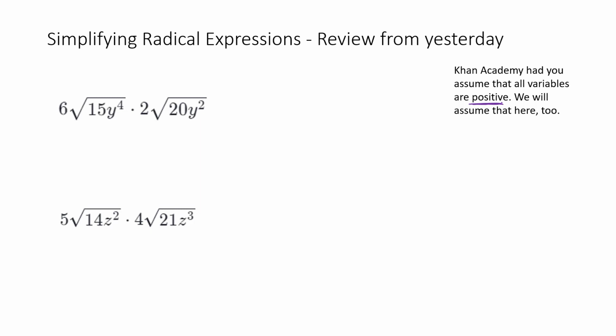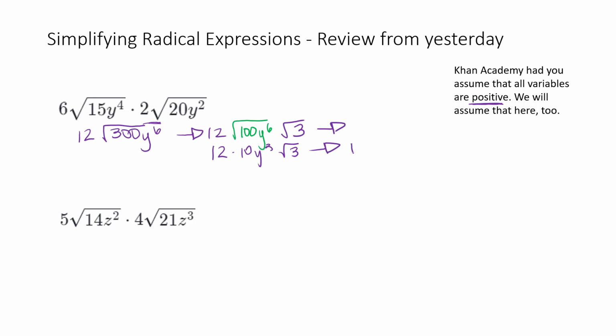So remember, the idea is to take out perfect squares. So for this first one, we can just go ahead and do 6 times 2, and that gives me 12, and y to the 4th times y squared. Now we've got to simplify from there, remember taking out the perfect squares. So this all simplifies to be 120 y cubed root 3. Okay, let's just do one other one like it. Maybe pause, give this one a try if you didn't do it yesterday, and then check your answer.